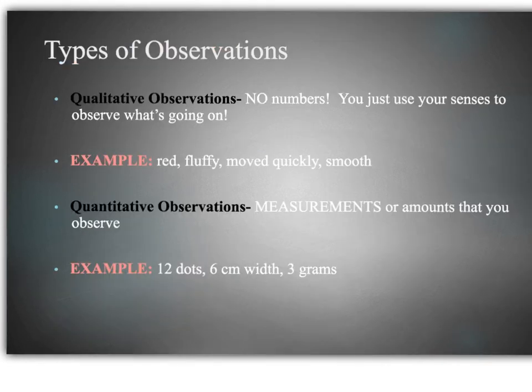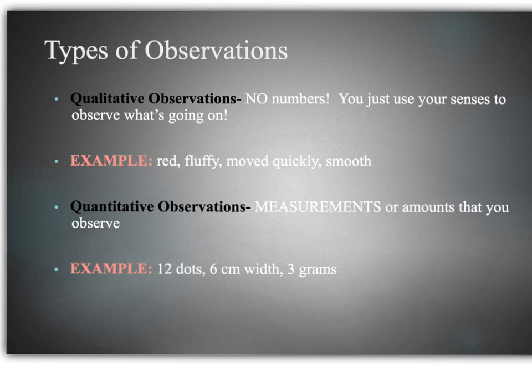Now we've got the types of observations. So you're out there, you're collecting your data, you're observing things. Well, there are two ways to observe. There's what I like to call qualitative observations, and there's quantitative. So on the left-hand side, you write qualitative observations. These are no numbers. You just use your senses to observe what's going on. So examples of qualitative observations that you might notice during an experiment. Red, it's fluffy. Something's moving quickly. It's smooth to the touch.